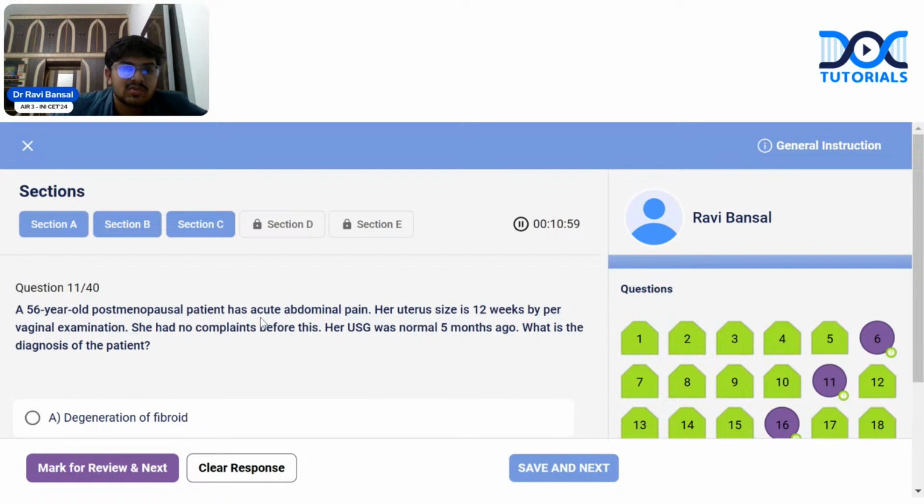So this was a postmenopausal woman. There were no symptoms, and there is a rapid growth of uterine size. The USG was 5 months ago and was normal, and in 5 months it has grown to 12 weeks size, and there are rapid symptoms and acute abdominal pain, and also her age is 56.